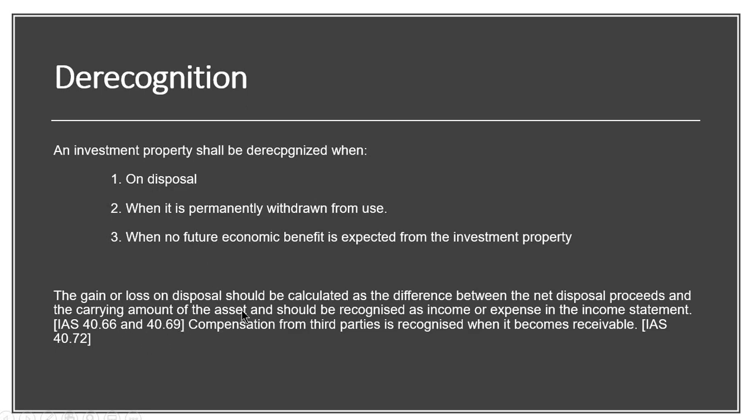Okay? And the gain or loss on disposal should be calculated as the difference between the net disposal proceeds, so how much is the amount that the owner received upon disposal of the said property, and the carrying amount of the said property or asset, okay, and should be recognized as income or expense in the income statement. Okay? Ayan. So, kumbaga yung difference of the carrying amount and the net proceeds upon the disposal of the said asset shall be recognized in profit or loss. And the compensation from third parties is recognized also when it becomes receivable. Ayan.